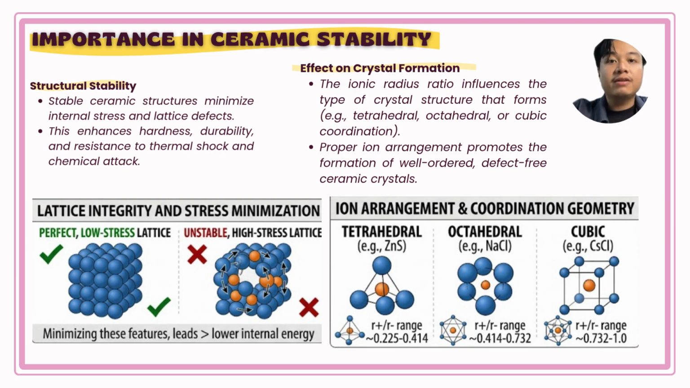As you can see on the left, a perfect low-stress lattice keeps internal energy low, directly boosting the ceramic's hardness, durability, and resistance to thermal shock. On the right, we see how the ionic radius ratio dictates the actual geometry of the crystal, whether it forms a tetrahedral, octahedral, or cubic arrangement. When the ion arrangement is well ordered and proper, we get defect-free crystals that maximize overall stability.